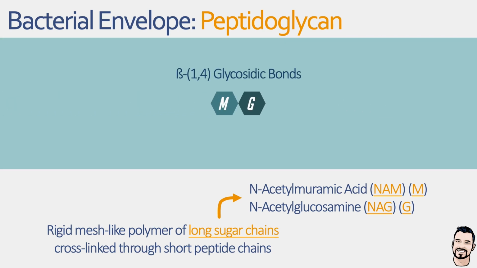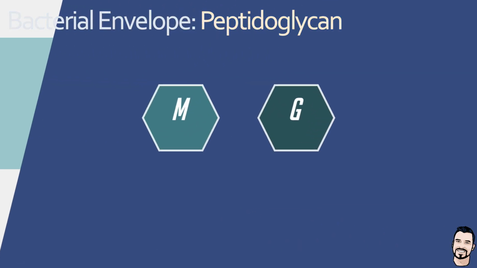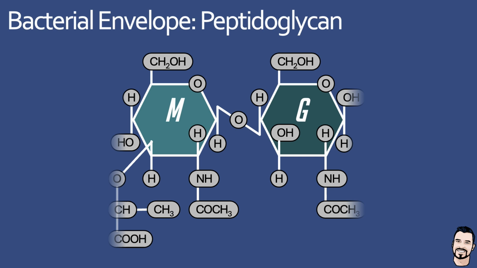Now, these two sugars alternate with one another along the chain and are joined together via beta-1,4 glycosidic bonds. And if we were to zoom in, we can see here the rough structure of N-acetylmuramic acid on the left and N-acetylglucosamine on the right. Now, both sugars are based upon a slightly modified glucose molecule, so a 6-carbon hexose sugar.